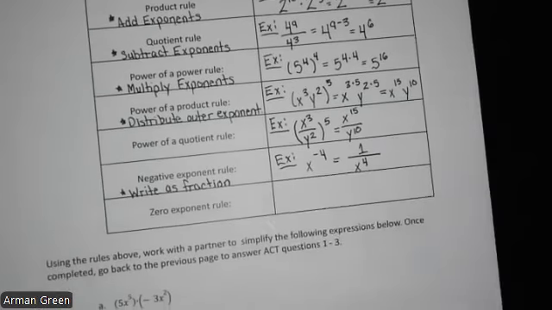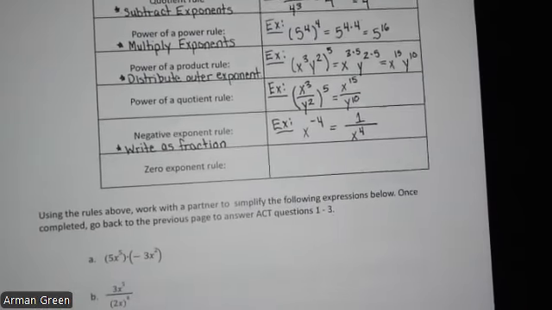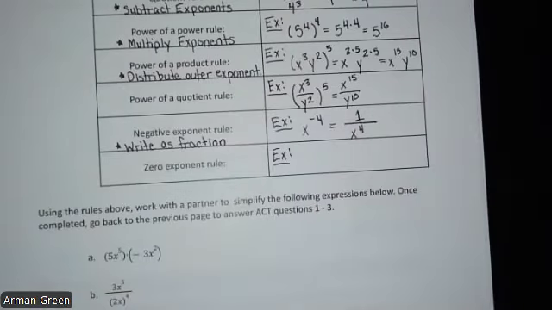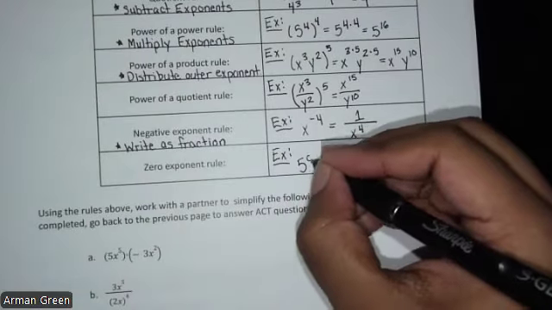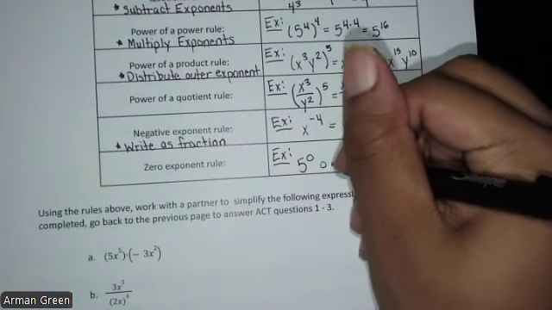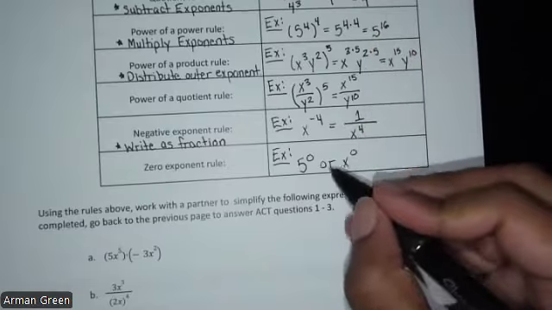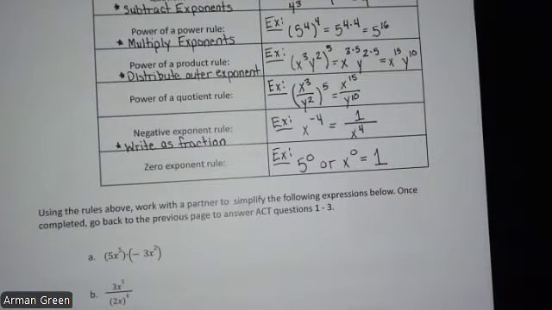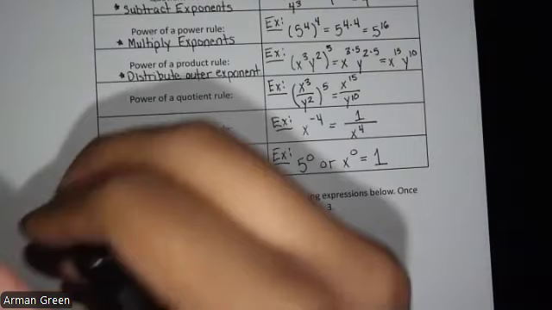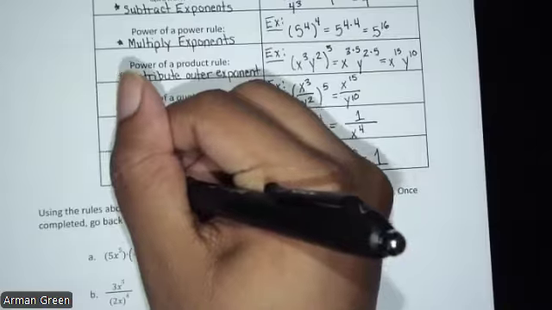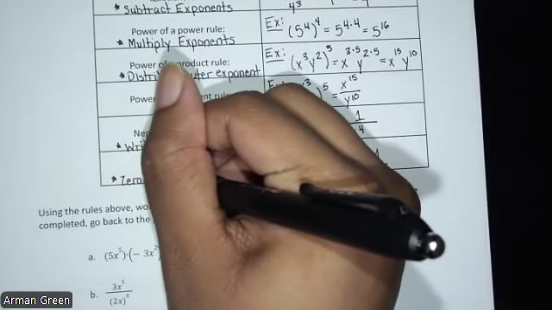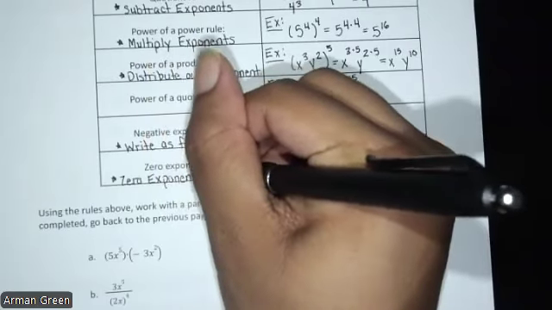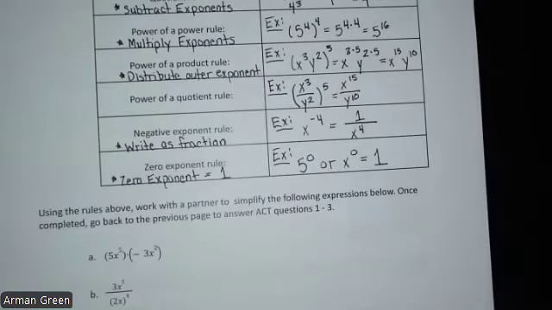All right, and then lastly, favorite one, the zero exponent rule. If you have anything that is raised to the zero power, like 5 to the 0 or x to the 0, anything that is raised to the 0 power is automatically going to equal 1. Okay, so if you have a 0 exponent, automatically that just simplifies down to the number 1.